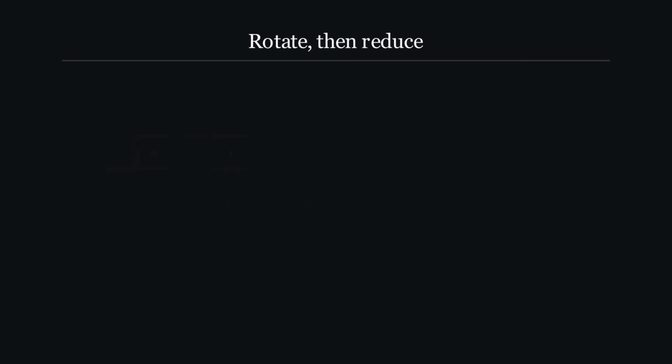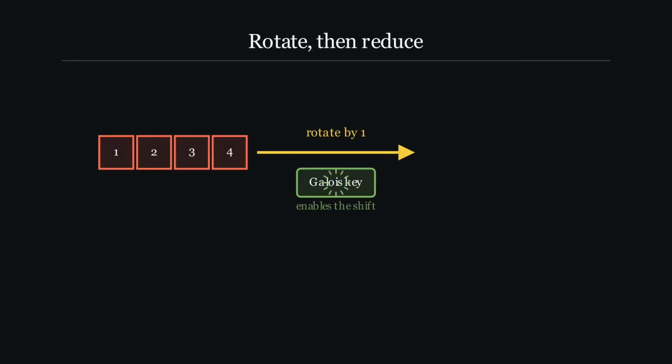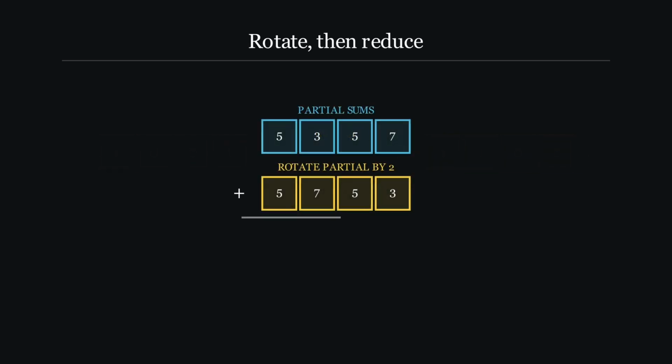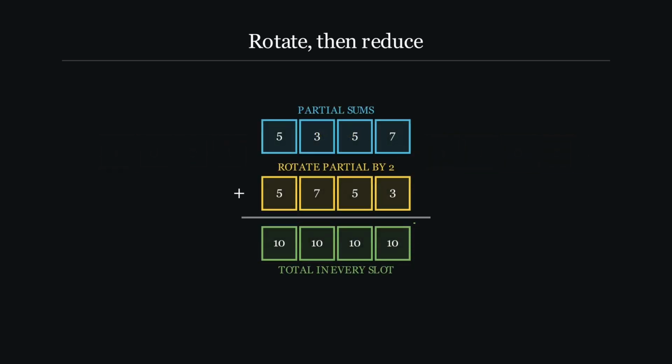To move information between positions, CKKS uses rotations. In the first phase, the vector 1, 2, 3, 4 shifts right by 1 position and becomes 4, 1, 2, 3. The Galois key shown beneath the arrow enables the automorphism and key switching step. It does not reveal the slot values. The first diagram then clears before the reduction begins.